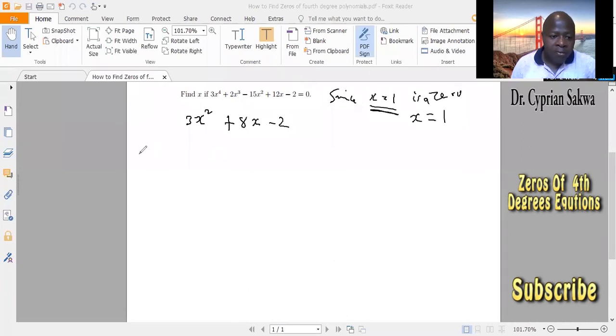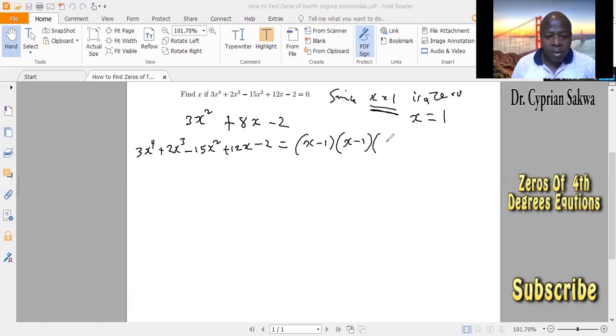that our initial equation, 3x raised to 4 plus 2x cubed minus 15x squared plus 12x minus 2, can now be written as x minus 1 multiplied by this cubic, which we have seen can be written as x minus 1 multiplied by this quadratic equation, which is 3x squared plus 8x minus 2.